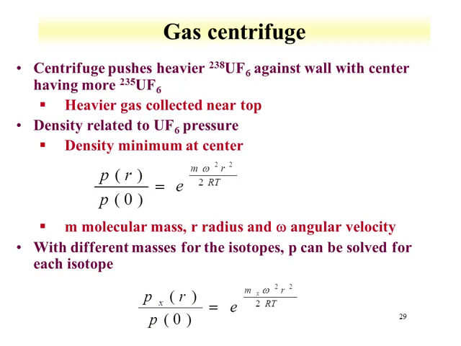The density is related to the uranium hexafluoride pressure. The density is at a minimum at the center, and you can look at the density as a function of the radius with this equation, where the terms include molecular mass, the radius, and the angular velocity, so fundamentally how fast the centrifuge moves. With different isotopes, you can solve this density for each isotope. We can use this fundamental equation to evaluate the efficiency of gas centrifuge systems.